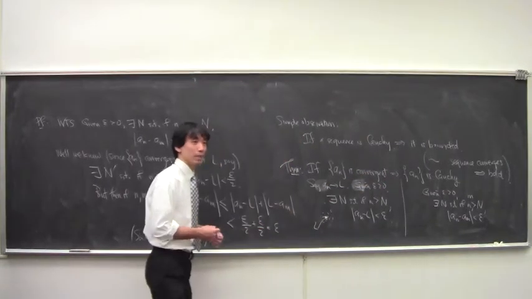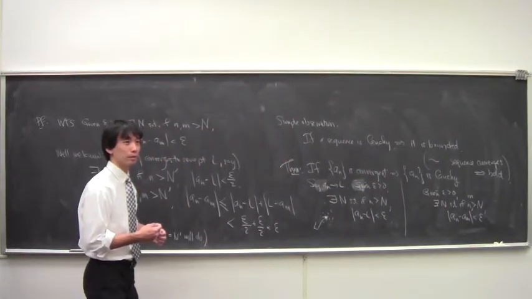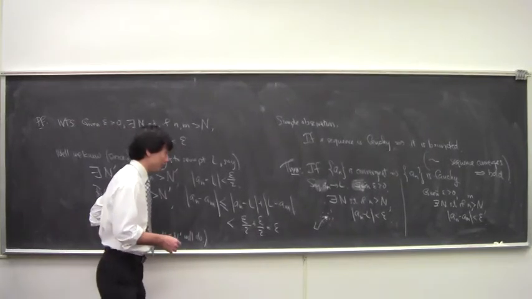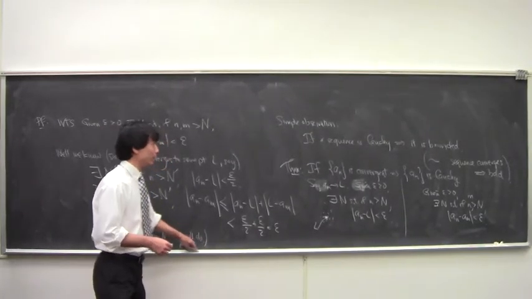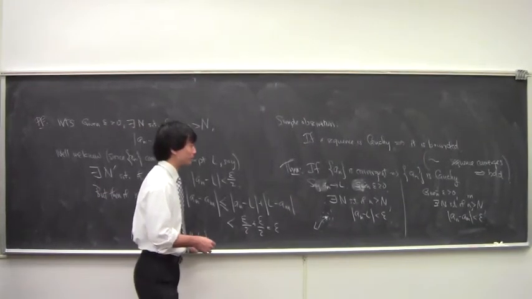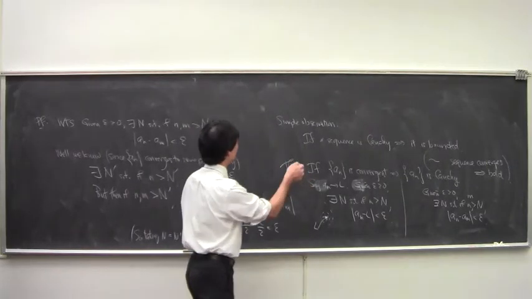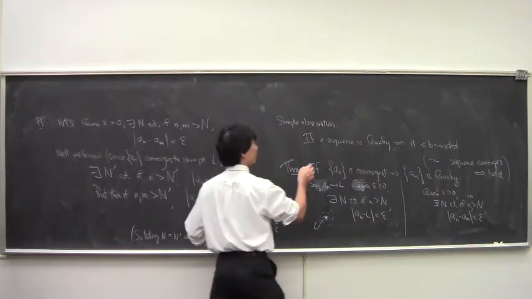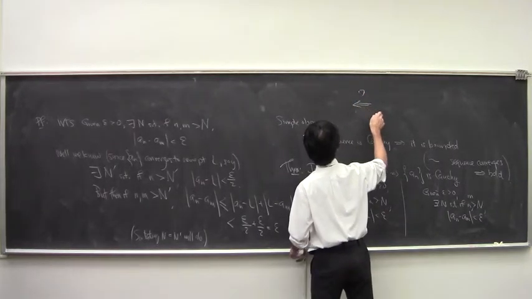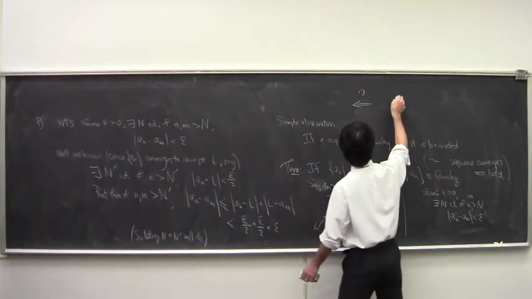Does Cauchy imply convergent? Is that what we just proved? No. We've only proven one way: convergent implies Cauchy. So here's something to think about, and we'll get to this next time. What about the opposite direction?